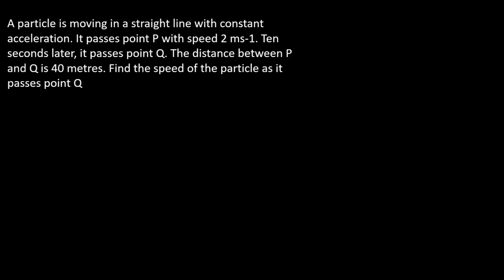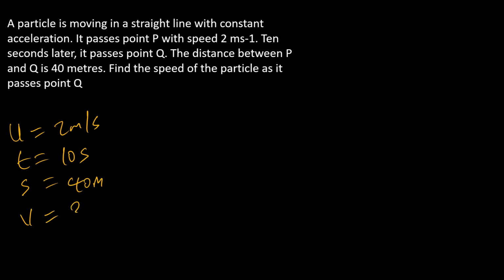Now, if you find the previous method challenging, you can use this method instead. Okay. First of all, you write down your parameters. You have that your u is equal to 2 meters per second. That's your initial velocity. What else do we have here? We have that time t is equal to 10 seconds, and we have that s is equal to 40 meters, and you have to find the final velocity v.